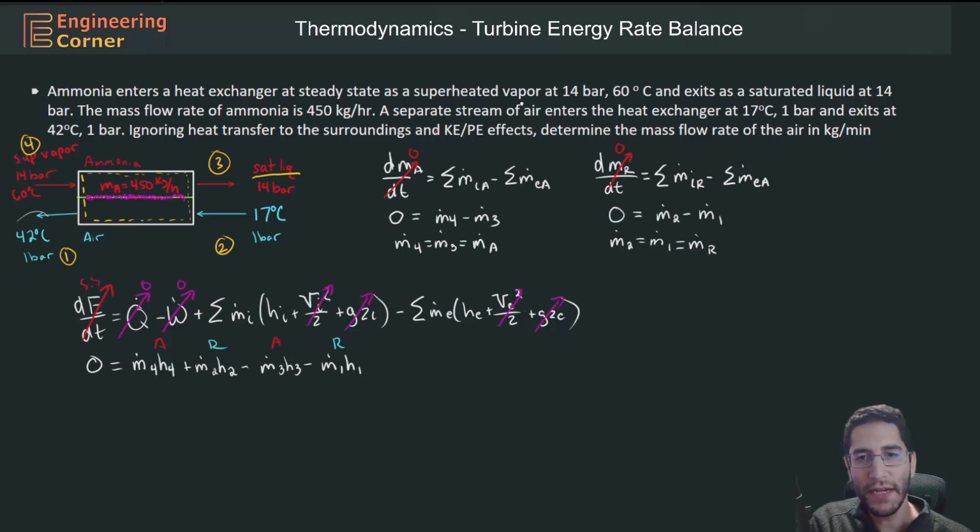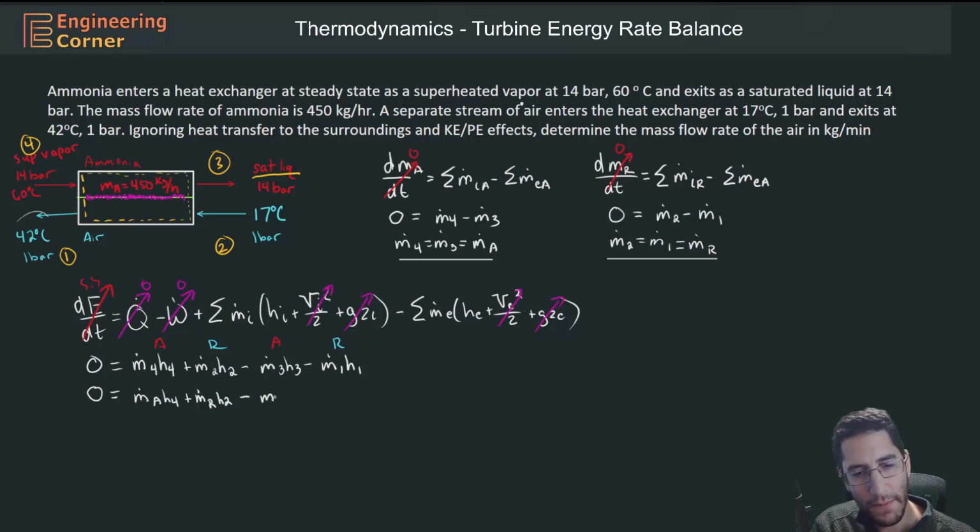A simplification we can make is to substitute what we got for our mass rate balance into our energy rate balance. So 0 is equal to m dot A H4 plus m dot R H2 minus m dot A H3 minus m dot R H1.